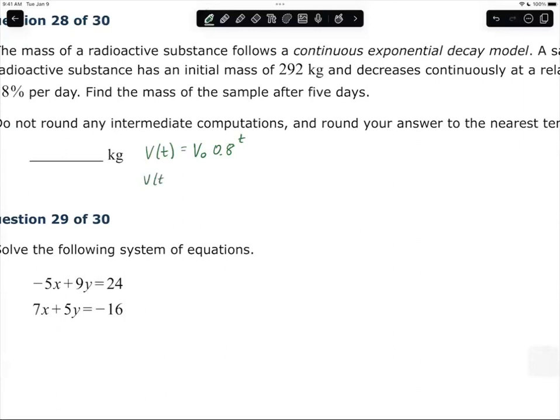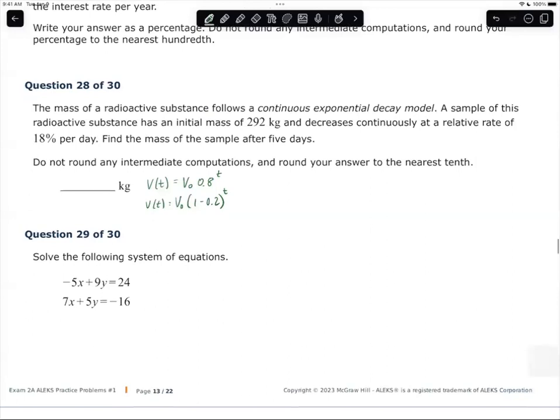I wanted to write this down because that 20% per year that it's losing is 1 minus 0.2. That's how they get the 0.8. It's 100% of the value minus 20% of the value. That's where the 0.8 comes from. So we have a similar situation here. It says it decreases continuously at a relative rate of 18% per day.